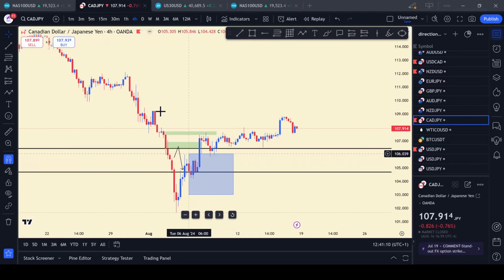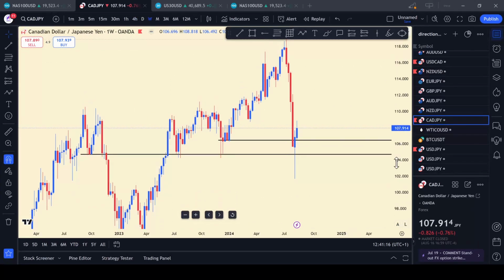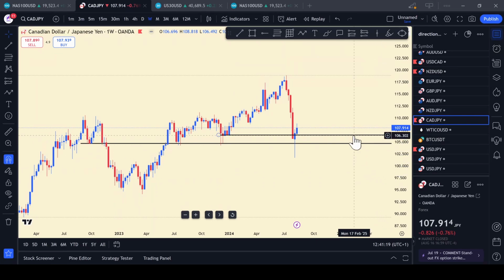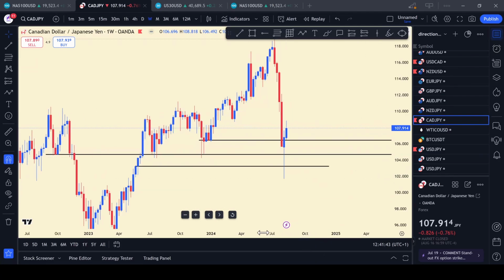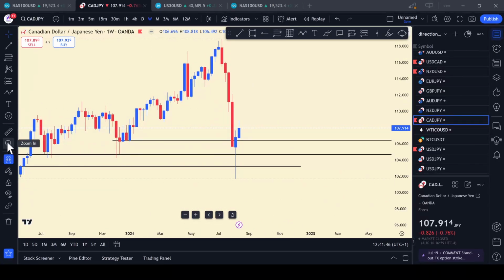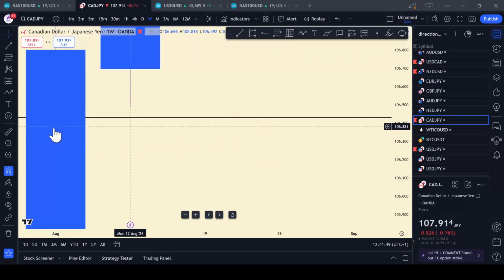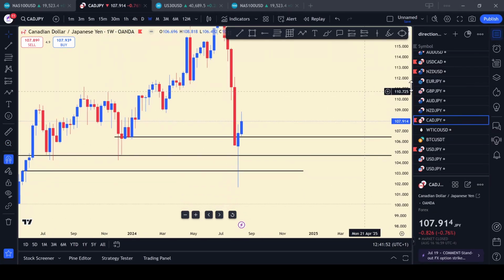So taking a look at the Canadian dollar as well. Let me take off this. We start from the weekly as usual. Okay, we can see we broke this level, and now last week we came up also by closing above it. So that level is still a good area for a buy. Okay, this is still a strong demand level because we don't have any rejection. No rejection.